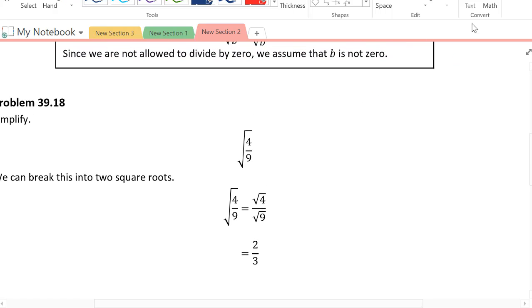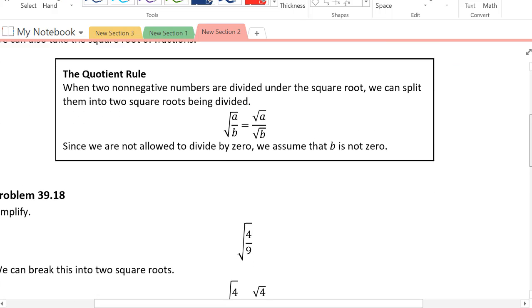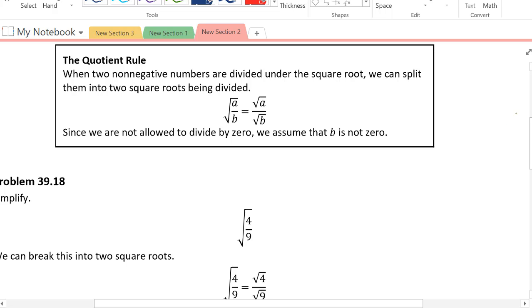Okay, so back to here. Now we're going to look at the quotient rule. That was a side note, I forgot to mention it earlier. So now back to the quotient rule.